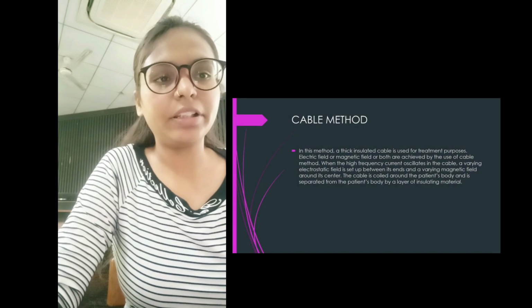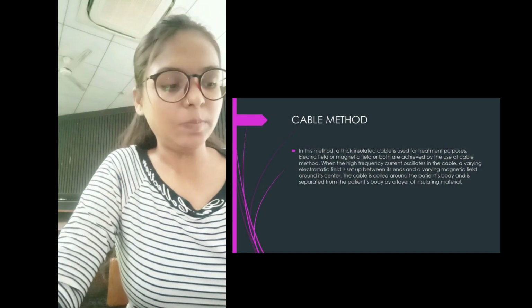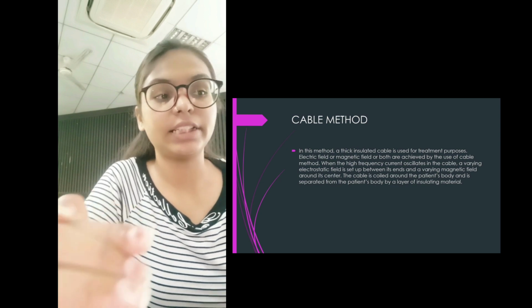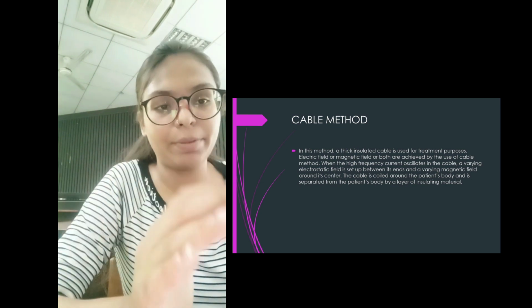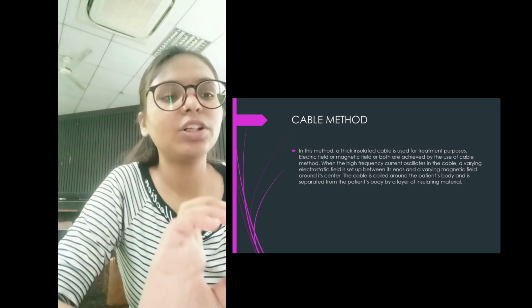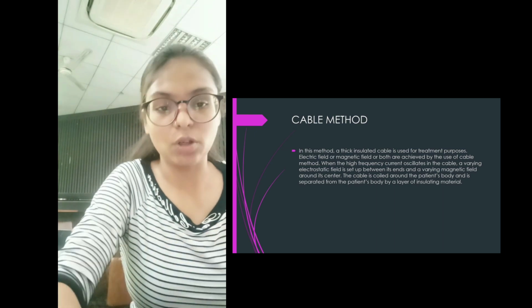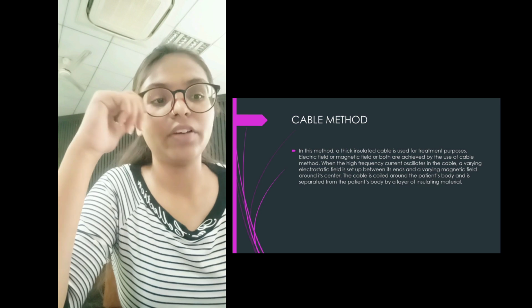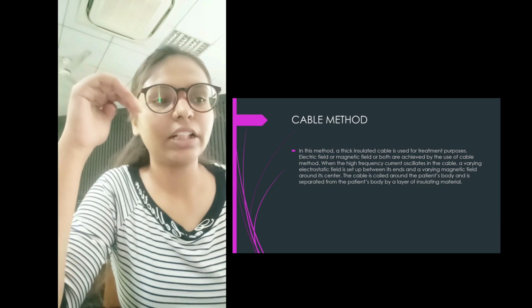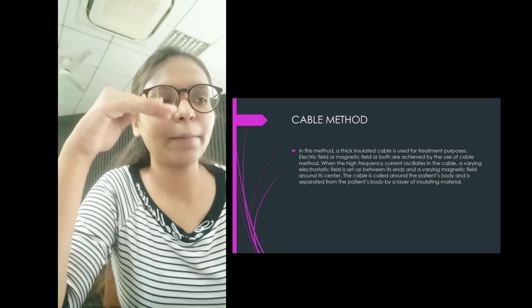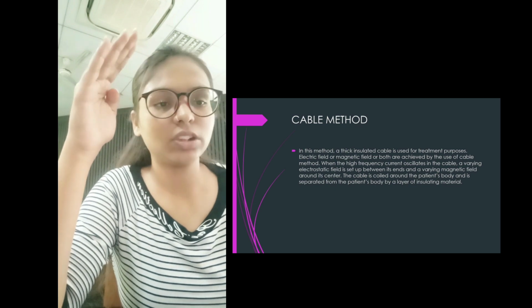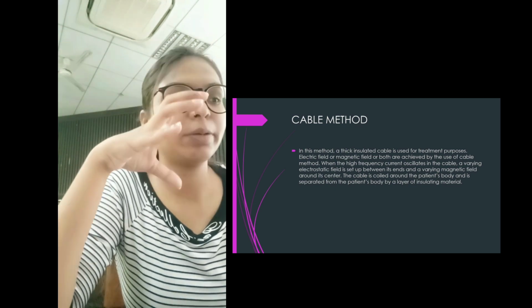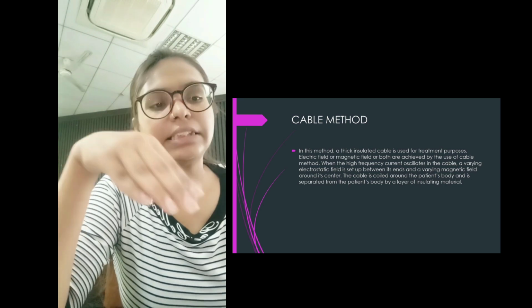Now another method of treatment is the cable method. In this method, a thick insulated cable is used for treatment purposes. Electric field or magnetic field or both are achieved by use of the cable method. When the high frequency current oscillates in the cable, a varying electrostatic field is set up between its ends and a varying magnetic field around its center.